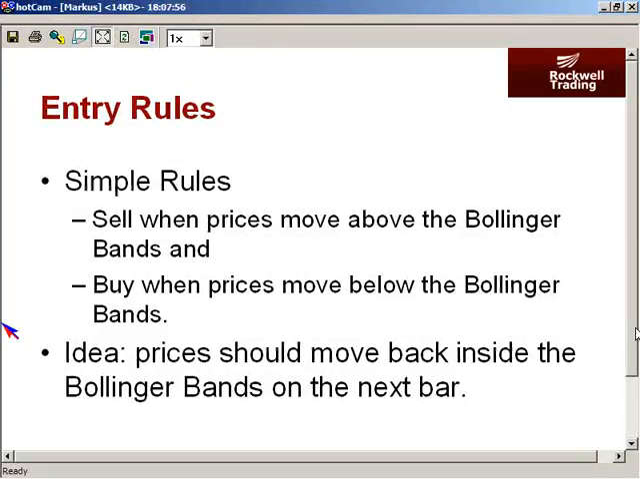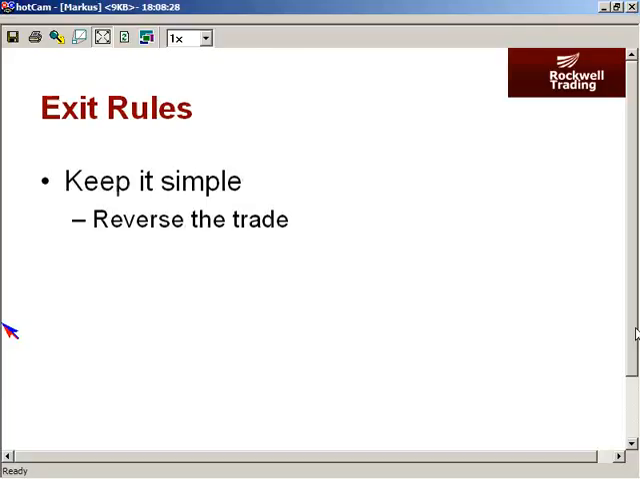So what we would like to do is use very simple entry rules. We want to sell when prices move above the upper Bollinger Band, because as you know, 95% of the closing prices are within the band, so there's a good chance that they're moving back inside the Bollinger Bands on the next bar. Also, the opposite: we want to buy when prices move below the lower Bollinger Band. So the main idea is that prices should move back inside the Bollinger Bands on the next bar.